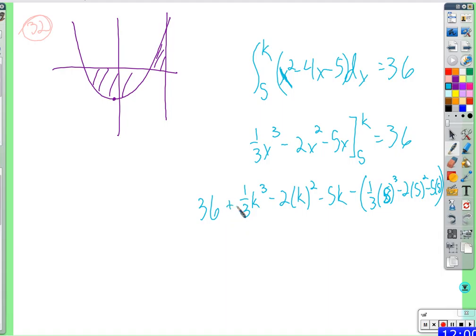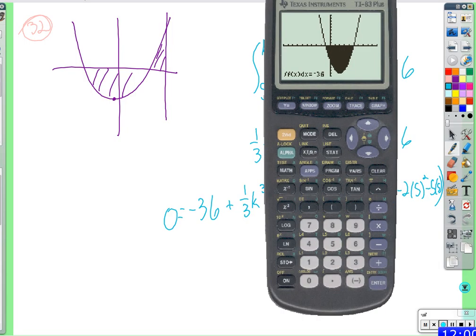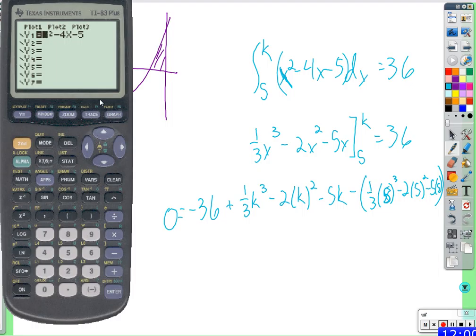Here's how we can do it. We know it needs to be equal to 36, and we're trying to solve for k. If we subtract 36 from both sides, then we'll have -36 plus all this minus all this equals 0. This could be a function that we could either simplify or not. We can just give it in its sloppy form to the calculator and figure out when it equals 0. Does that make sense?